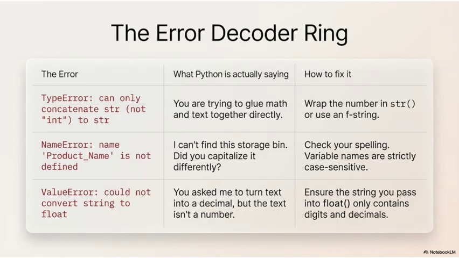Before we wrap up, let's build your error decoder ring. 3 errors you will encounter and exactly what they mean. Type error: can only concatenate str, not int, to str.